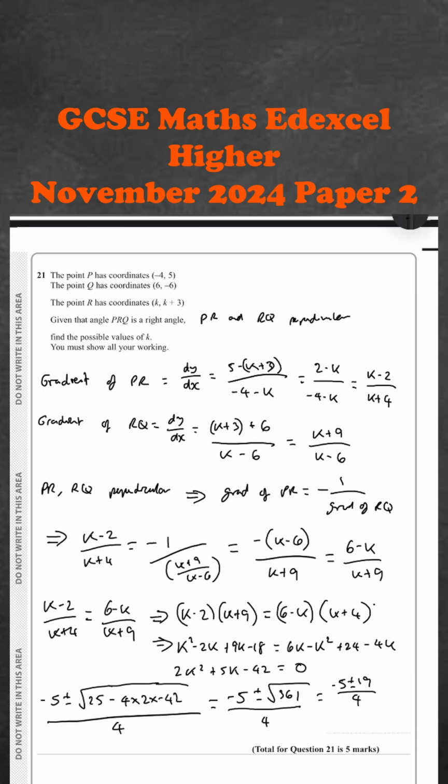Therefore, we have minus 5 plus 19 gives you 14 over 4, which is the same as 7 over 2. Or minus 5 minus 19, minus 24 over 4, gives you minus 6. And that is your final answer.